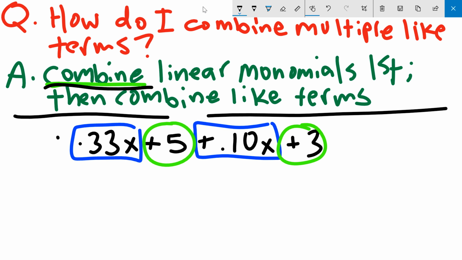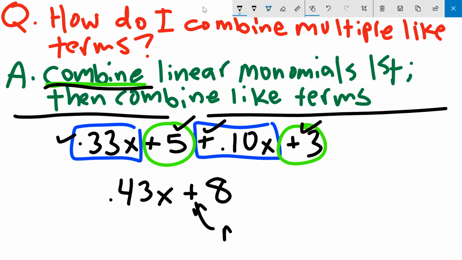So we have this guy and this guy. Add those two together, we get 0.43x. You got this guy and this guy. We're going to add those two together to get positive 8. This quickly becomes an addition sign. It's no longer just a positive, because we use the shortcut, it goes back to an addition sign, and this is our answer again.